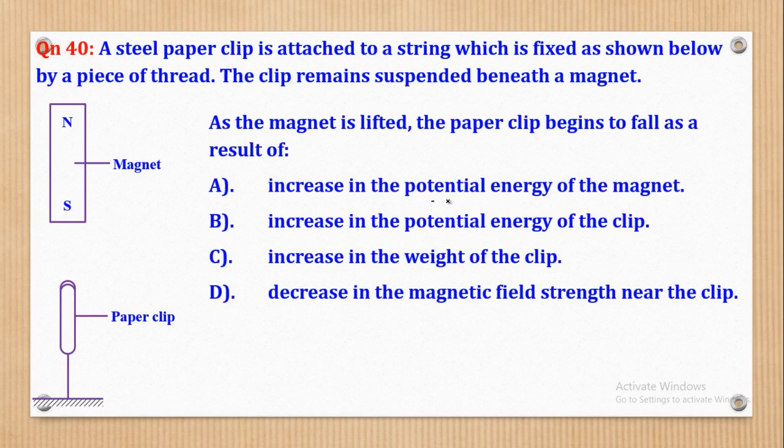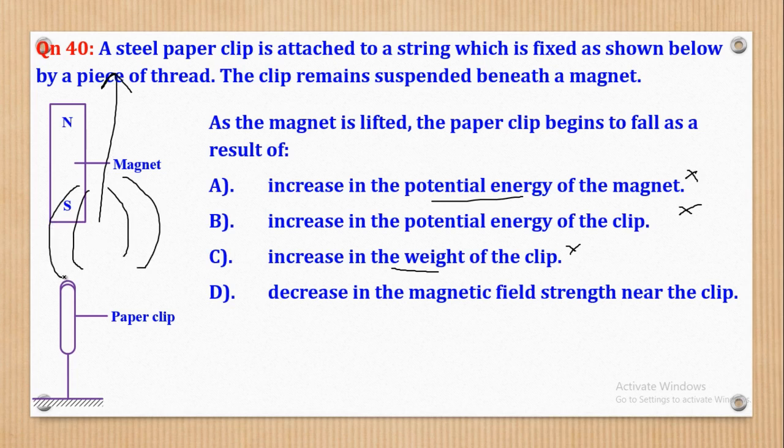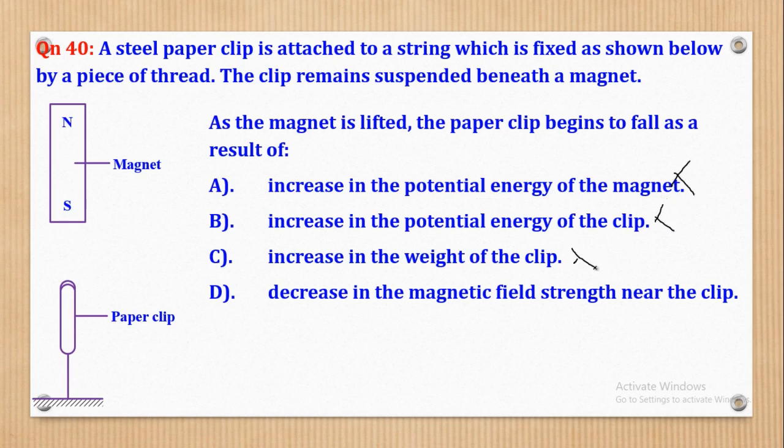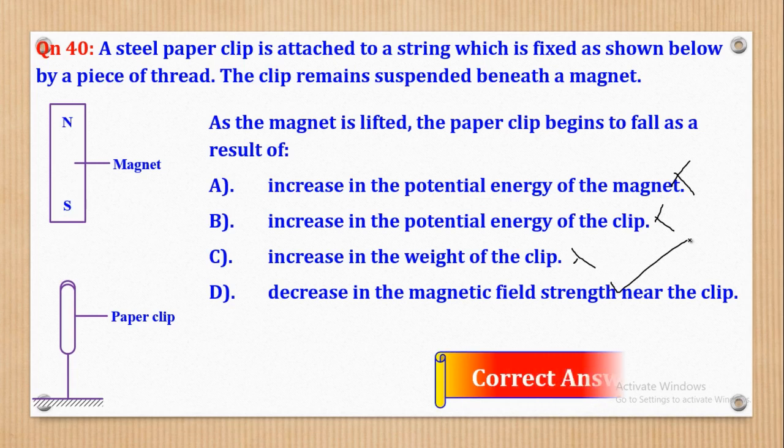So this potential energy means that this option is not okay, and this one is also not okay. Then increase in weight of the clip, the weight does not increase. Weight changes with height, with altitude, but this one it will not, because they're in the same place. So then option D, decrease in magnetic field strength near the clip, is okay, because when the magnet is lifted, taken further away from this clip, the magnetic field strength will keep on reducing. So this is not okay, not okay, not okay, and this one is okay. So the answer will be D.